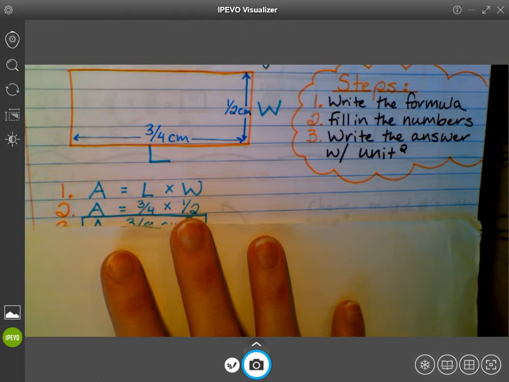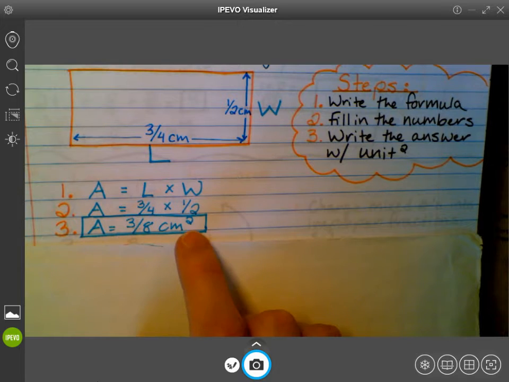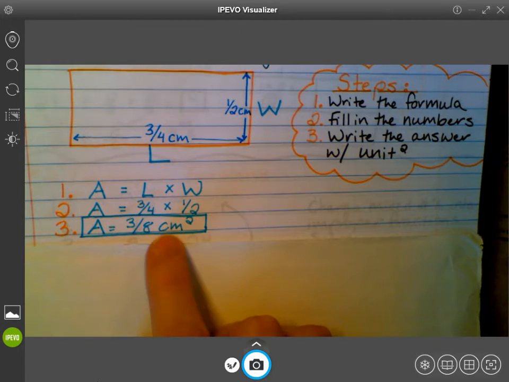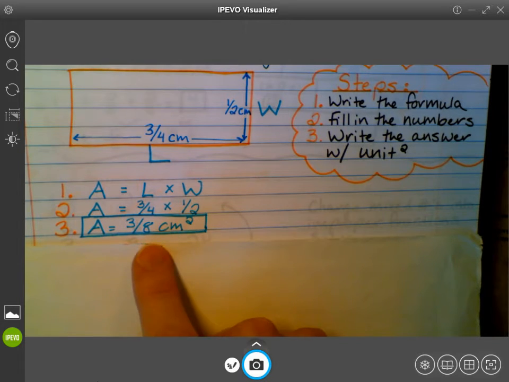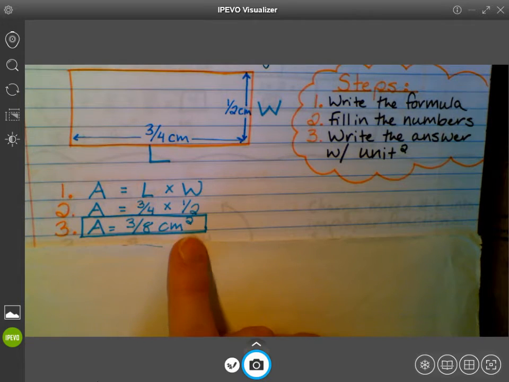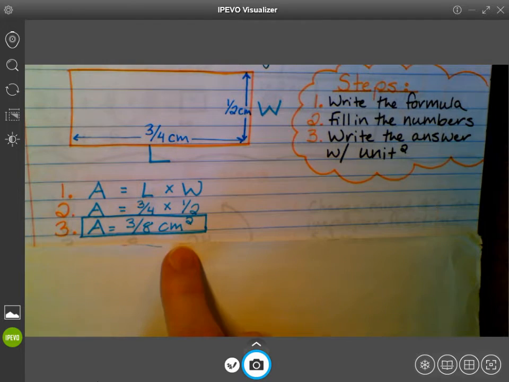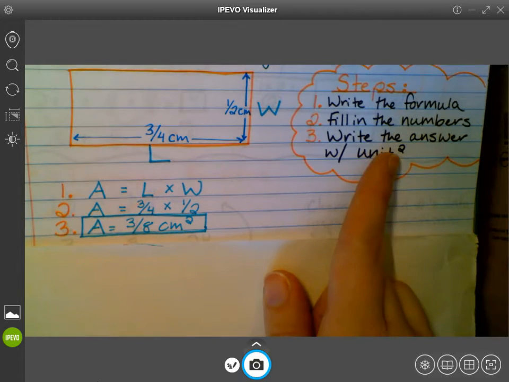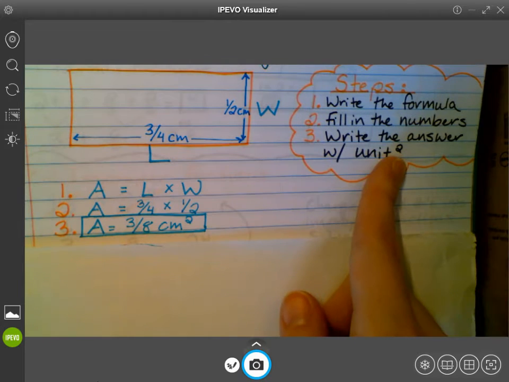So our answer, our area, 3/8 centimeter squared. Or you could say 3/8 centimeter to the second power. That also works. So our area equals 3/8 centimeters squared. Give me a thumbs up if you got 3/8 centimeters squared as your final answer. Okay. Did anyone maybe forget to put the 2 in their answer? Yes. So you want to make sure you are squaring the answer. You are putting that exponent 2.